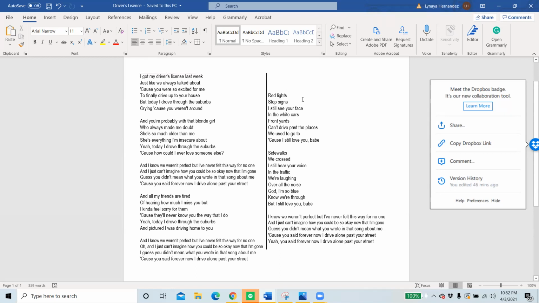Okay. Red lights, stop signs. I still see your face in the white cars' front yards. We're describing things, calling up images that we can all respond to. White cars, stop signs, red lights, seeing that person's face, people's front yards. We're driving through the suburbs.